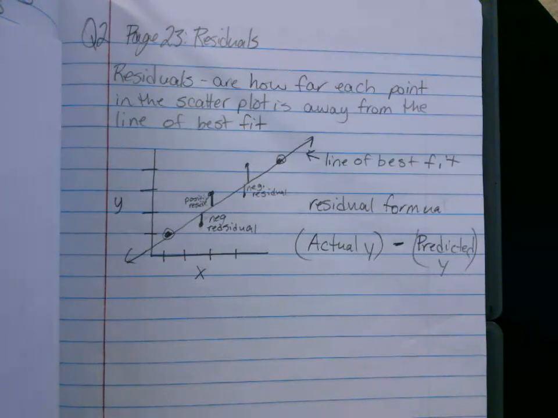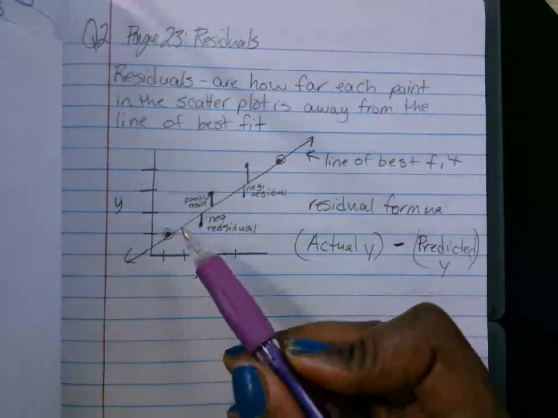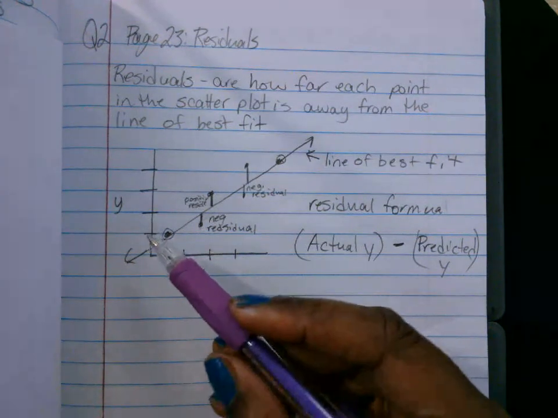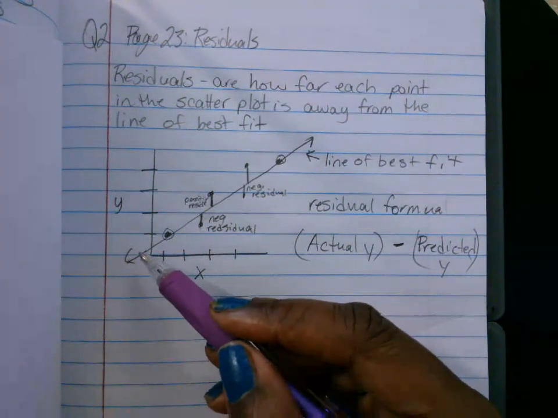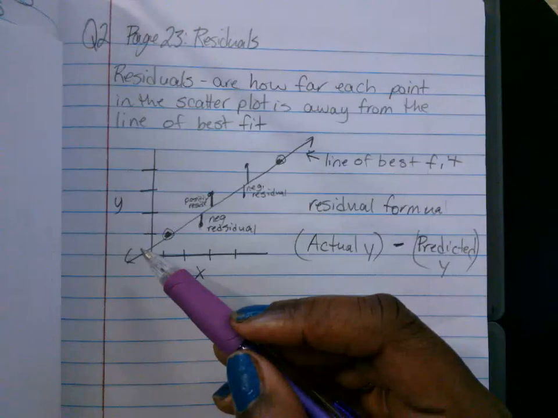Okay. All right, here we go. Residuals are how far each point in the scatter plot is away from the line of best fit, which is where your predicted points are. However many points there are in a scatter plot is how many residuals you can have. Every single point has a residual, even if the residual is 0.